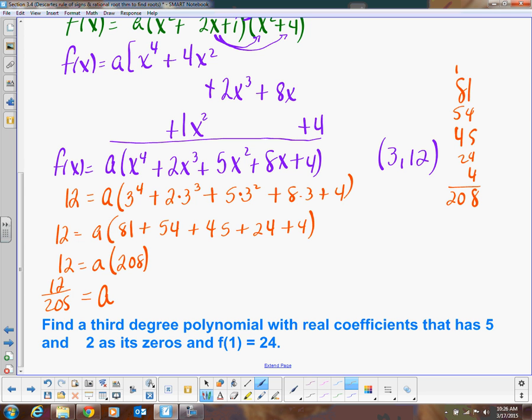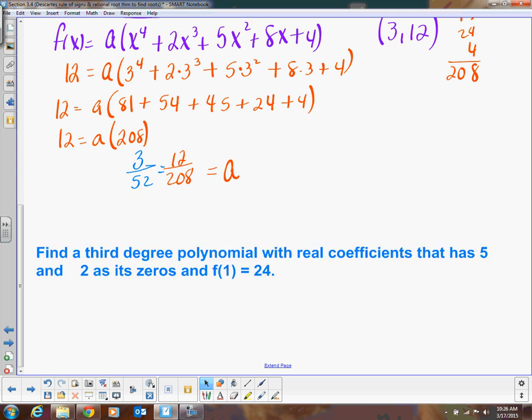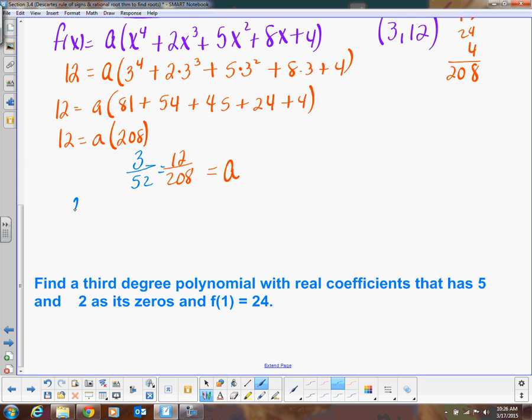12 divided by 208. How does that reduce? It reduces pretty good. Well, I know that 4 goes into 12 how many times? 3. And 4 goes into 208 fifty-two times. Okay, so what is our final answer? It's going to be f of x equals 3 over 52 times x to the 4th plus 2x cubed plus 5x squared plus 8x plus 4.